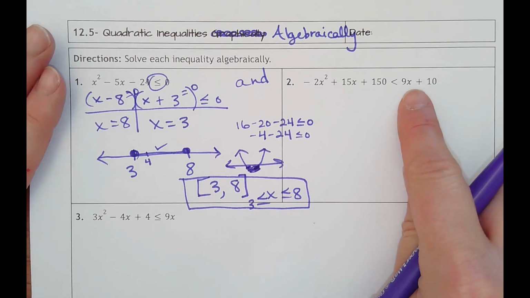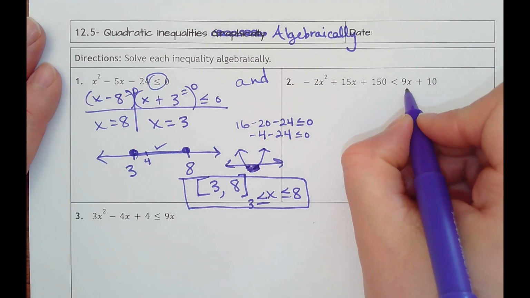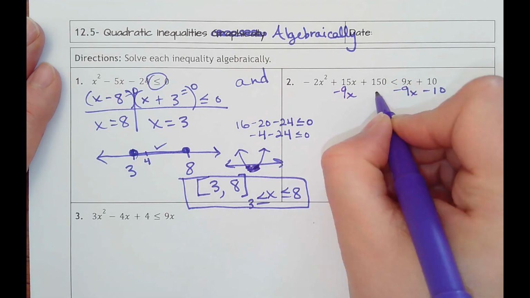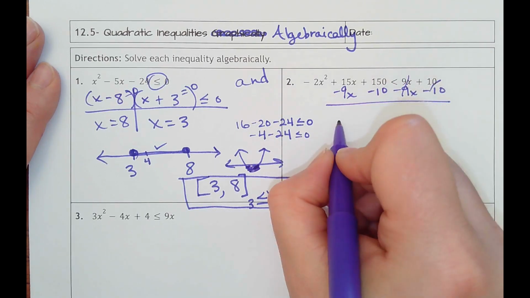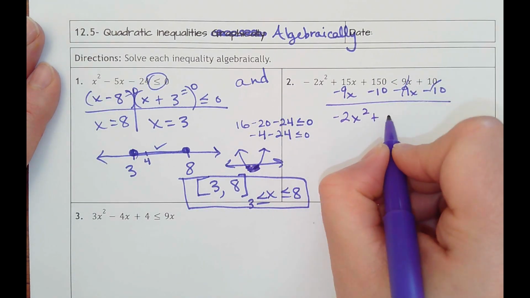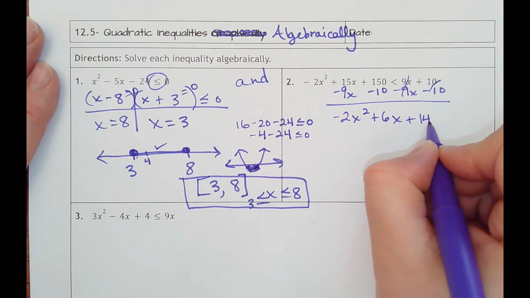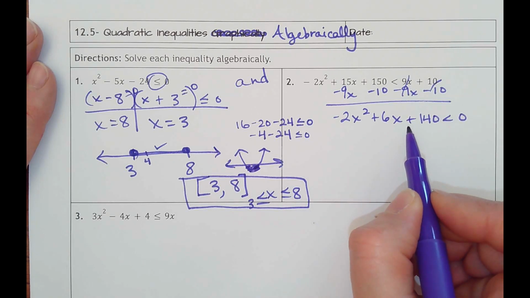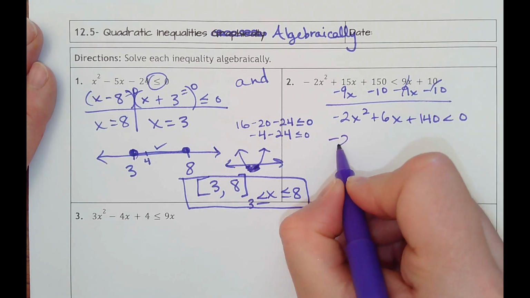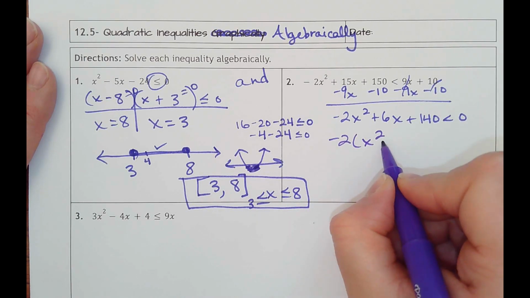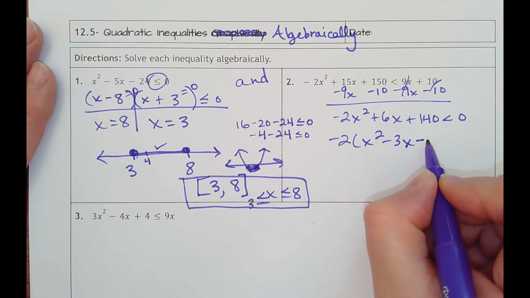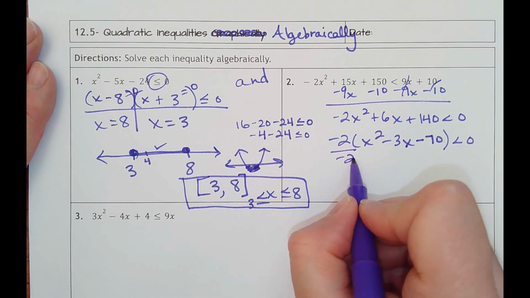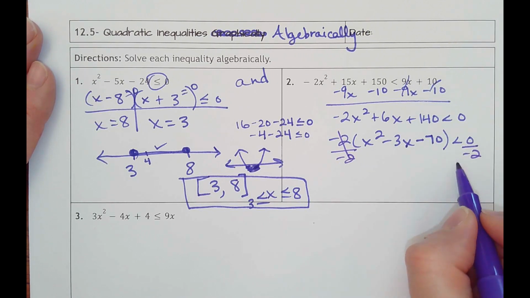Number 2, we do not have it set equal to 0, so I would have to subtract 9x and subtract 10, put them under their like term. So that'd be negative 2x squared plus 6x plus 140, less than 0. I want to factor out a GCF of, if this is negative, take it out with it, negative 2. And that would give me x squared minus 3x minus 70. Then I would divide away the negative 2. Remember, dividing by a negative flips the symbol.